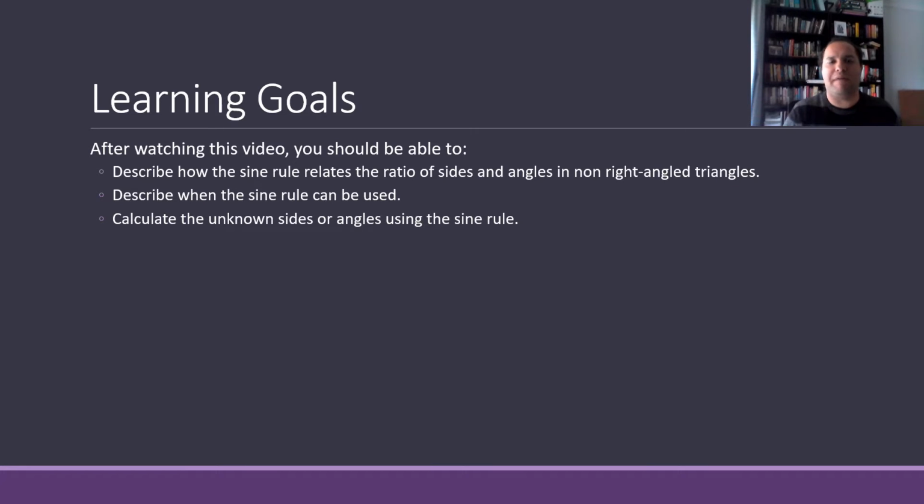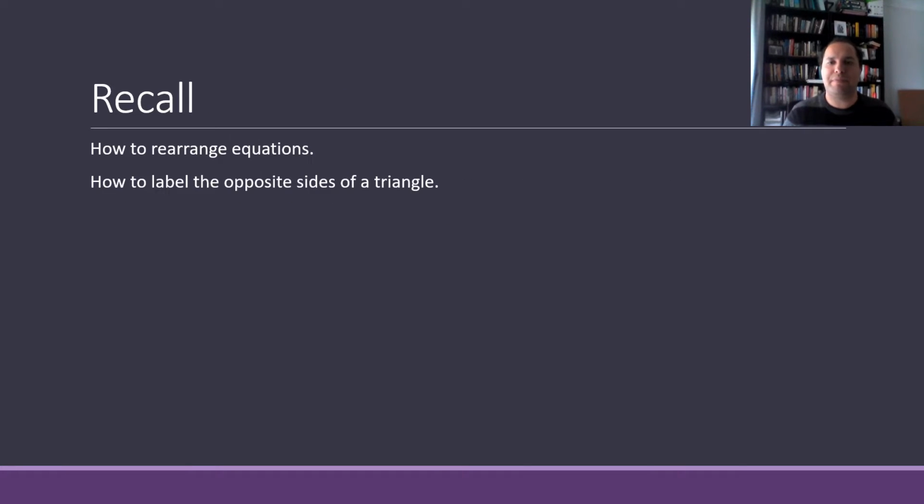So students, after watching this video you should be able to describe how the sine rule relates to ratios of sides and angles in non-right angled triangles. So we're now starting to work not just with trigonometry of right angled triangles but also trigonometry of non-right angled triangles as well. You should be able to describe when the sine rule can be used and what conditions need to be met to use the sine rule, and also calculate unknown sides or angles using the sine rule.